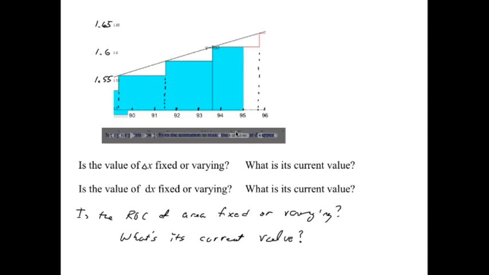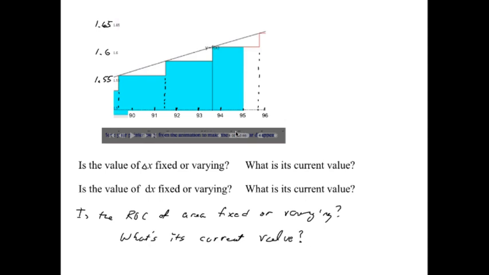So delta x is fixed, and the value of delta x here is about 2.2. Is the value of dx fixed or varying? Somebody else. Yes, sir. Varying. Okay. What's its current value right now? 95. What is 95? 95 is the current value of the current interval. So from 93.7 to 95 would be 1.7. No, I'm sorry. You're good. You got it. All right.